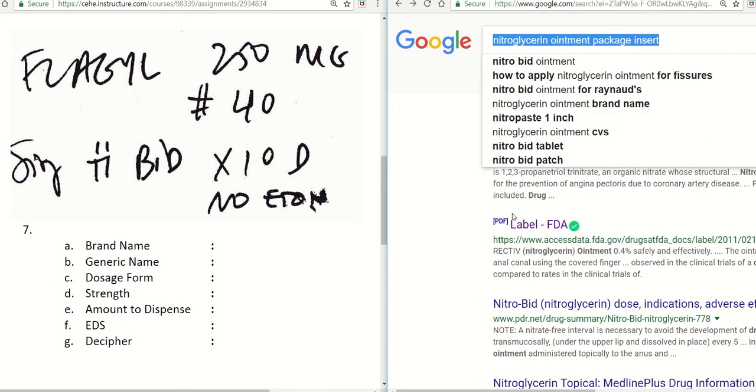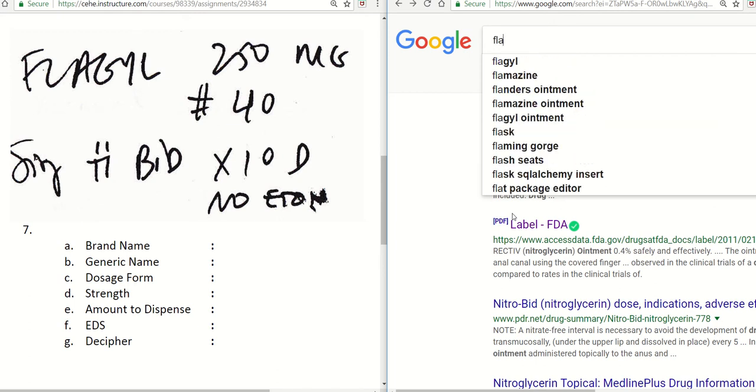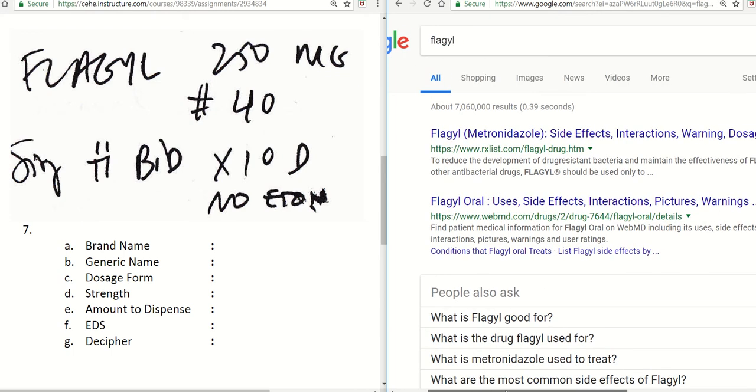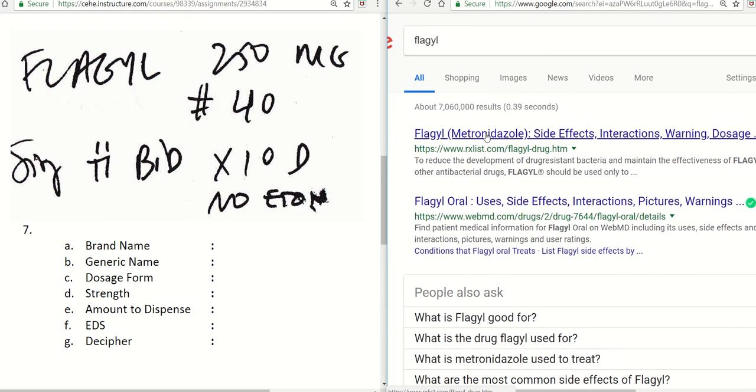What does it look like? First letter. FLAGYL. Oh yeah, so this one, nice and easy. The doctor got good penmanship there. Metronidazole.